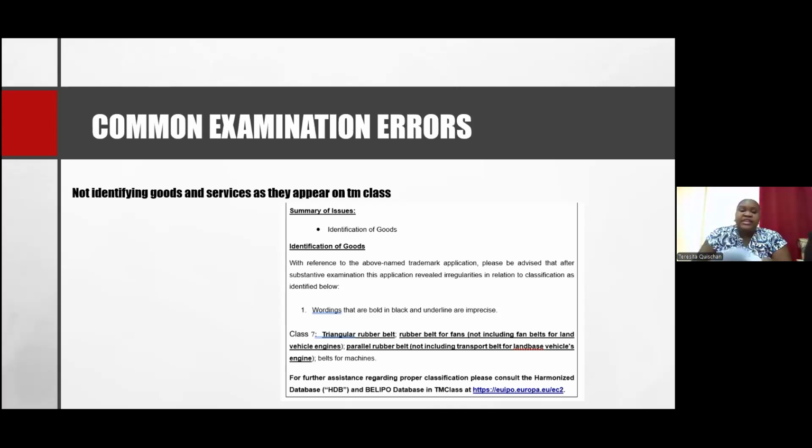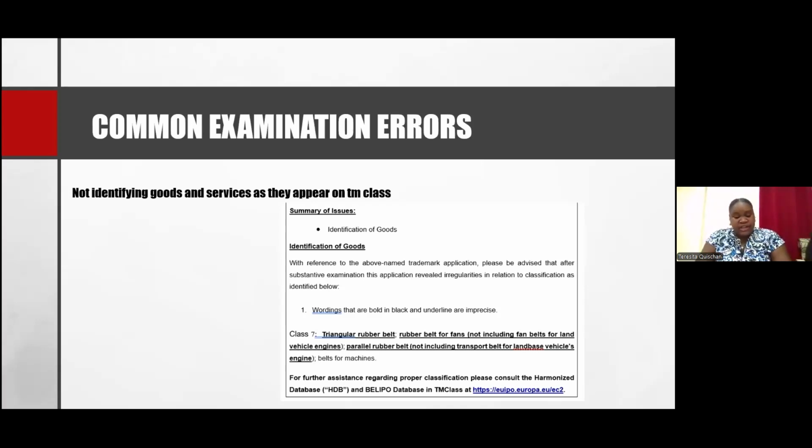As seen in this example here, we have class 7, triangular rubber belt for fans, not including fan belts for land vehicles, and so on. This is underlined and bold because it's not exactly how TM class has it. So that's just an example here.